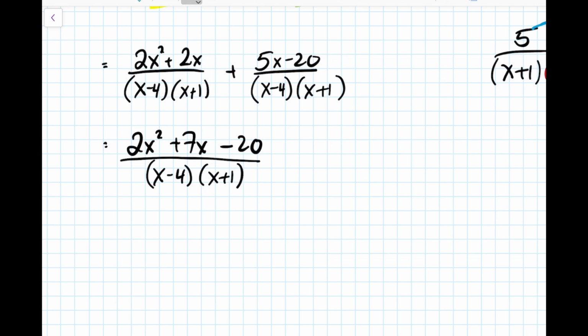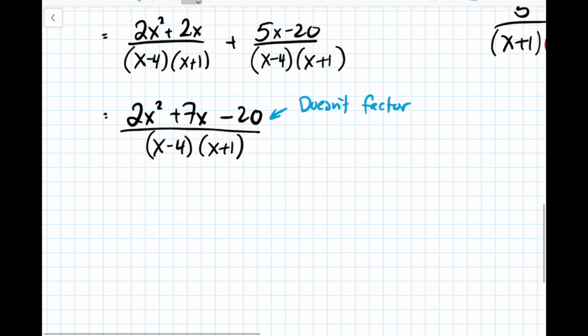At this point, I would now try to factor out that numerator. I'll just tell you it's not going to factor, but we should at least try to if we could. So this one is just going to stay as is. And then we need to do some NPVs. We've got x cannot be positive 4 or negative 1. And so this one's done.